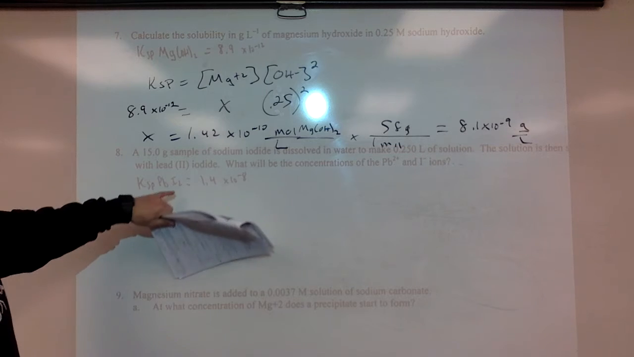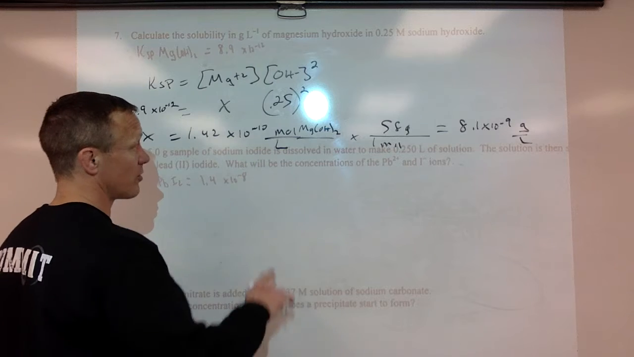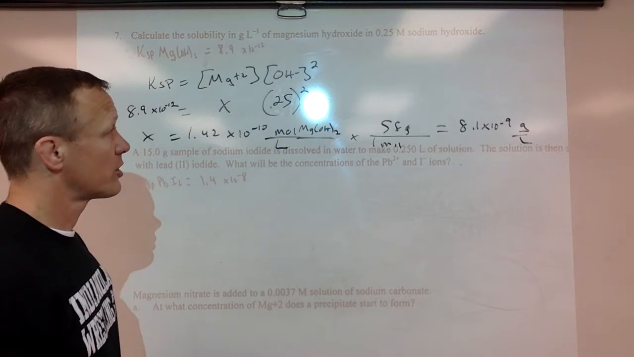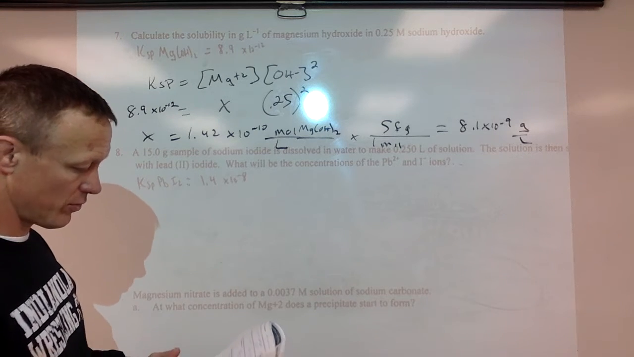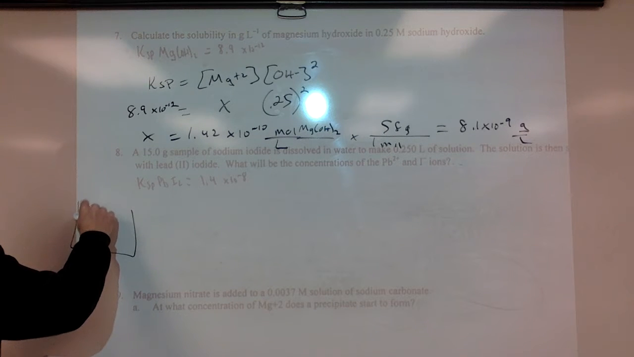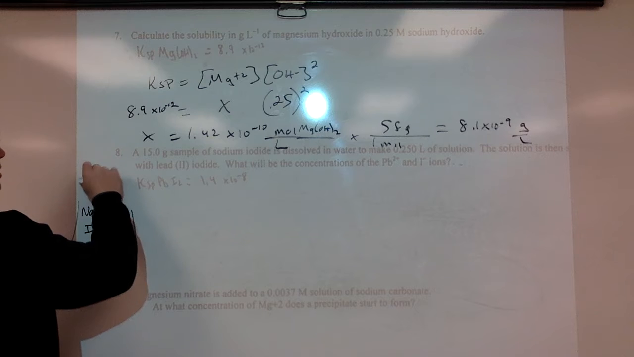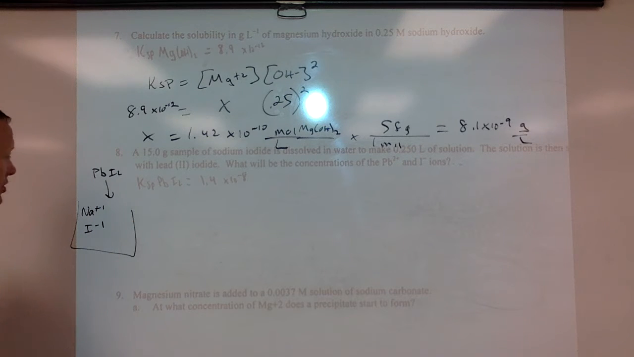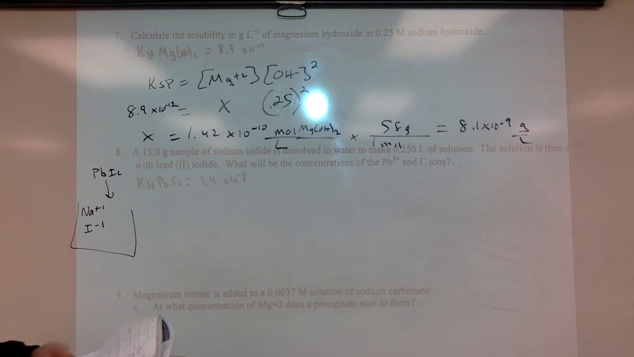Number 8, we've got a 15-gram sample of sodium iodide dissolved in water. Again, sodium iodide would be completely soluble. The solution is then saturated with lead(II) iodide. So think about this. We've got some sodium iodide, 15 grams of it, dissolved in water, and then we start adding in some PbI2, which is going to add lead ions and iodide ions. We already have some iodide ions in there. Figure out the concentration of the lead and iodide ions.